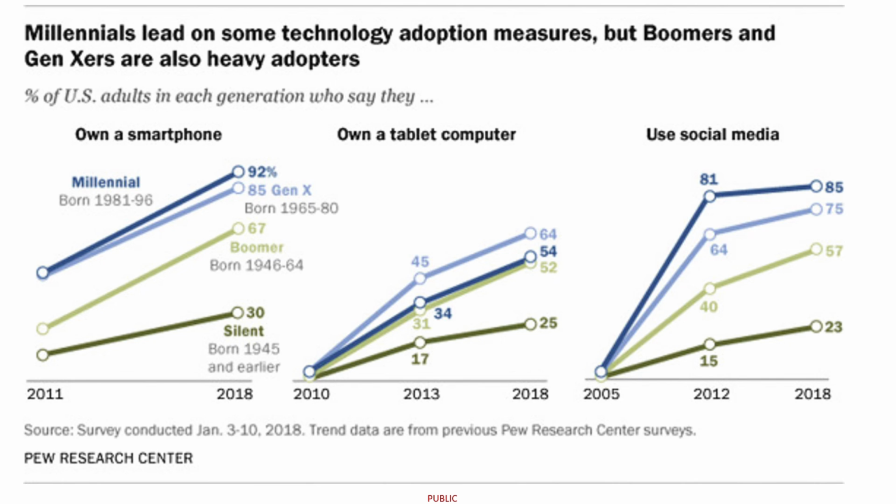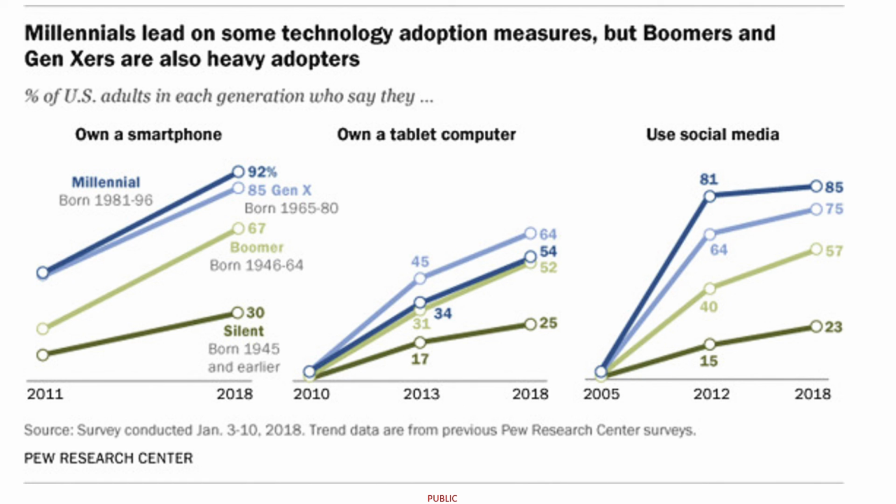This is a graph that shows what I told you in my previous slide: the millennials lead on some technology adoption measures, but boomers and generation X are also heavy adopters. This is again research done by the Pew Research Center, from 2011 to 2018. 92% of millennials own a smartphone, and the years they were born are written below millennials. Then for generation X, the range of their years is written in this slide, and the usage. Similarly, the graph continues.